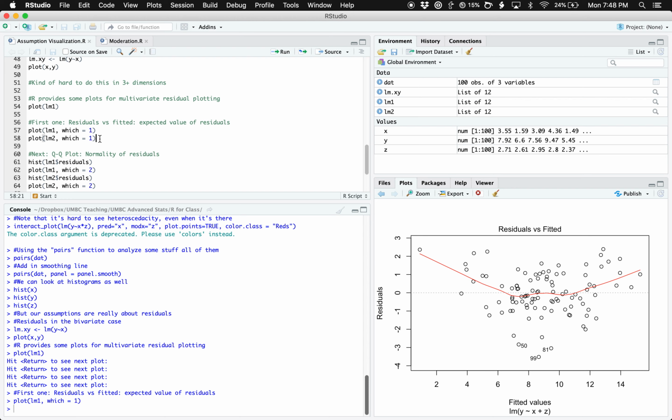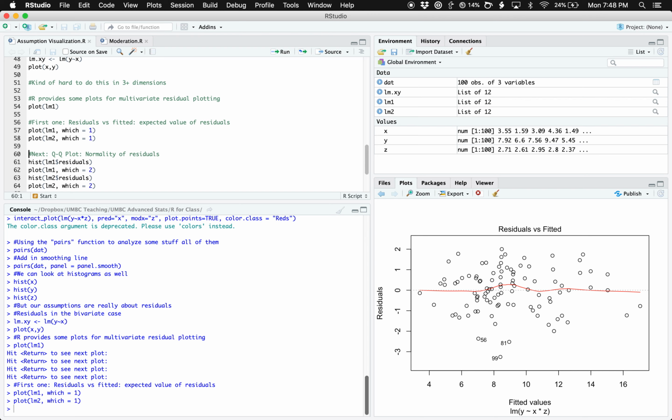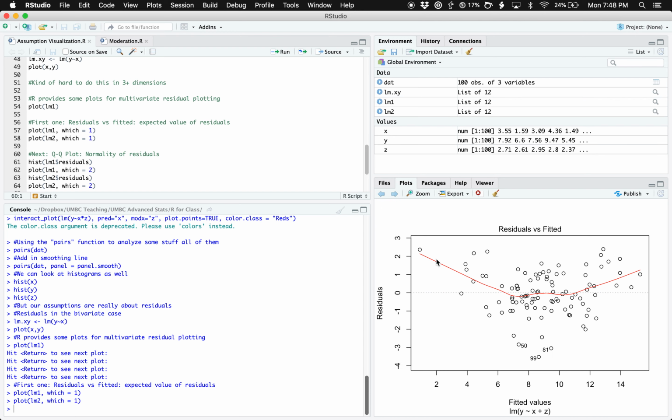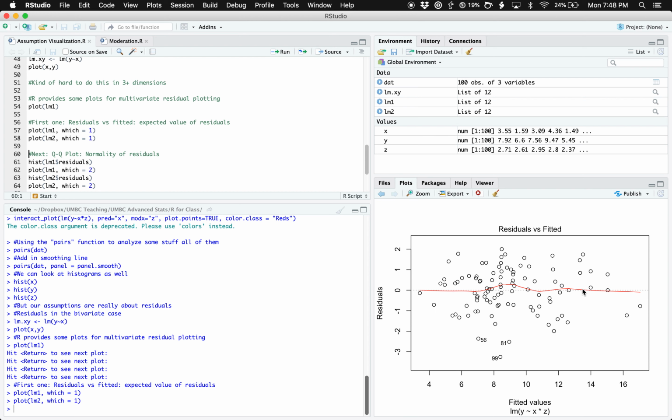y. Now, if we include the moderator variable, what we get is this nice, more or less straight line for our fitted values versus our residuals. You see the difference between those two? Here we see some sort of relationship. Here we see almost no relationship between the fitted values and the residuals. So this suggests that this second regression equation is not violating any assumptions.